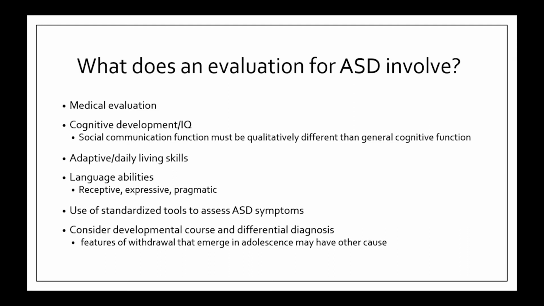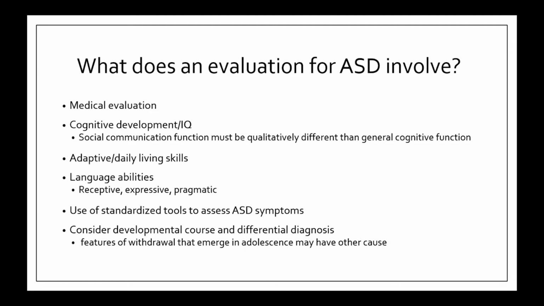We want to be able to understand adaptive skills or daily living skills. So how is an individual functioning within their environment? What are their language abilities? And with language, we're thinking about how they use language, how they understand language, and the social components of language or the pragmatics. And when evaluating for autism spectrum disorder, we want to be using standardized tools. And so some of you may be familiar with the ADOS, or the Autism Diagnostic Observation Schedule. ADI-R and CARS are some other tools, but they're really useful tools that have been validated to really get a good sense of symptoms of autism.